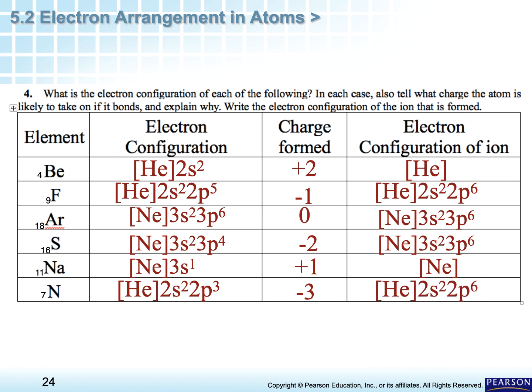Now you'll notice for every anion, F-1, S-2, N-3, they all end in p6. That is a given for the anions, that they're always going to end in p6, which is a noble gas. Now both of the metals just happen to have noble gas configurations by taking away the electrons.